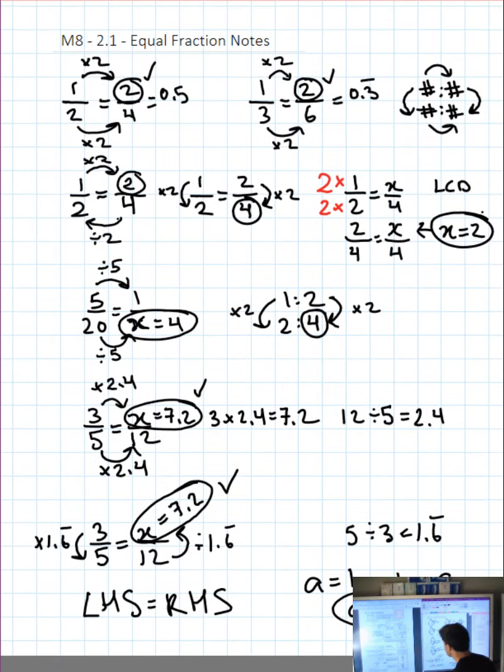So again, that's equal fractions. We're going to be using that for the next few pages of homework, and we're eventually going to look at how we can relate this to a real life example like shapes.